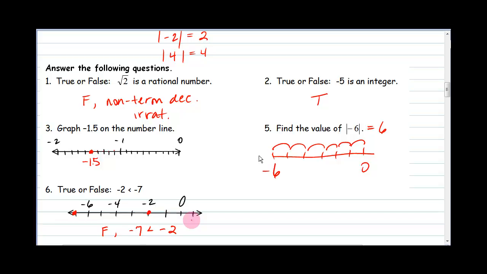So this is just a review of the set of numbers, the set of real numbers, and some of our math symbols that you're going to be using throughout this semester.